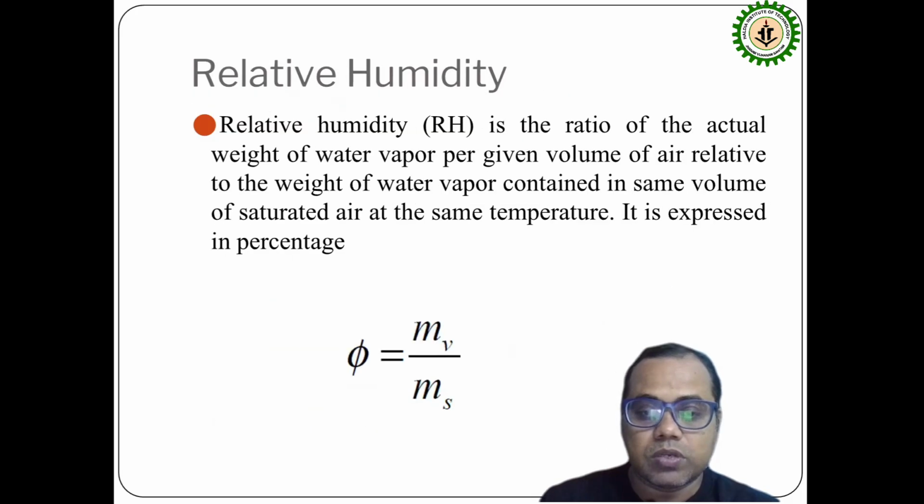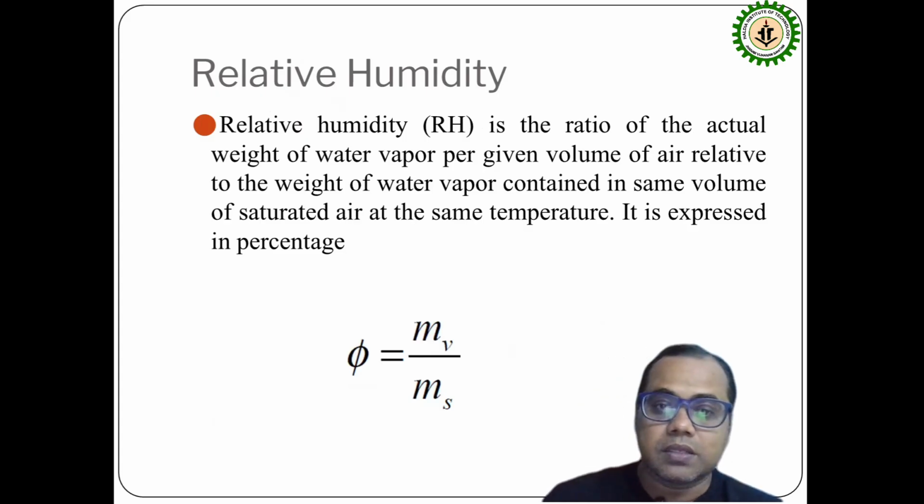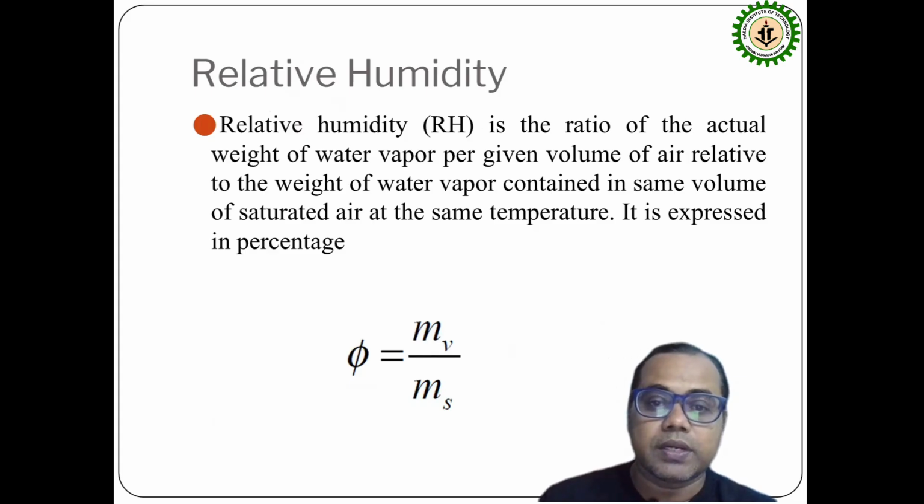This is the unit of humidity ratio. But relative humidity is another thing. Relative humidity is the ratio of the actual weight of water vapor per given volume of air relative to the weight of water vapor content in the same volume of saturated air. You have to know the saturated air; it is expressed in percentage.